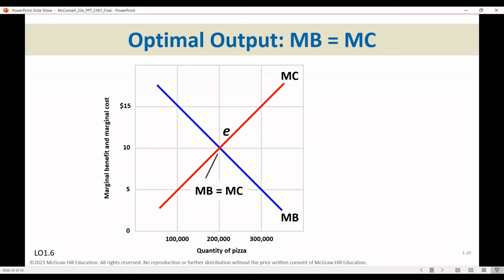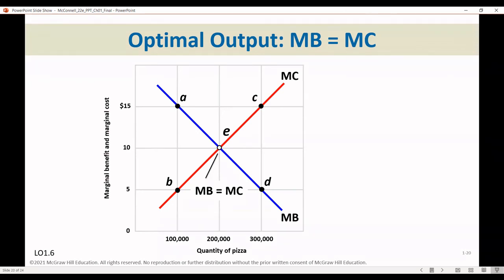So here, our marginal cost probably represents something like a supply curve. We'll talk about it. Don't worry about it. We're gonna talk about that later. And the marginal benefit is the downsloping curve, the blue one. So both intersect at a point called E. And at that point, you know that you are producing the optimal output. So in our case here, the optimal output is to produce 200,000 pizzas at a price of $10, right?